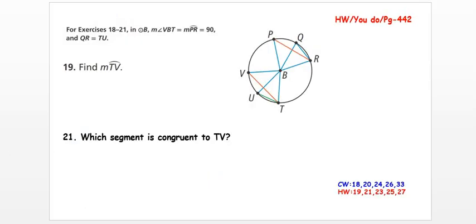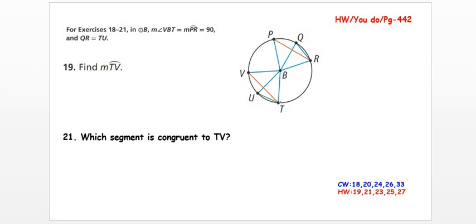Next we have some questions from the homework. Question number 19: find how long is TV. This one will be equal to PR. But no, they actually want us to find the arc TV. So where is the arc TV?